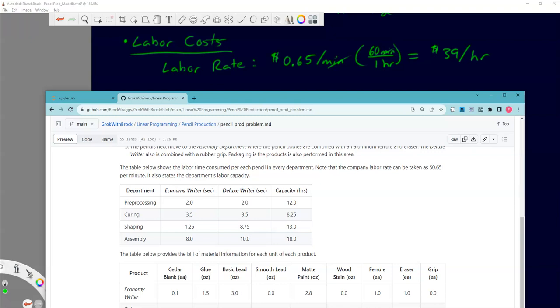And so one thing I can look at is right here. If I just look at the economy riders, I can look at this single column that I have in my table, and one economy rider will take 2 seconds in pre-processing, 3.5 seconds in curing, 1.25 seconds in shaping, and 8 seconds in assembly. So if I sum all that up, that would be the amount of labor time that is consumed by one economy rider. And then similarly for the deluxe rider. So we could start with doing that.